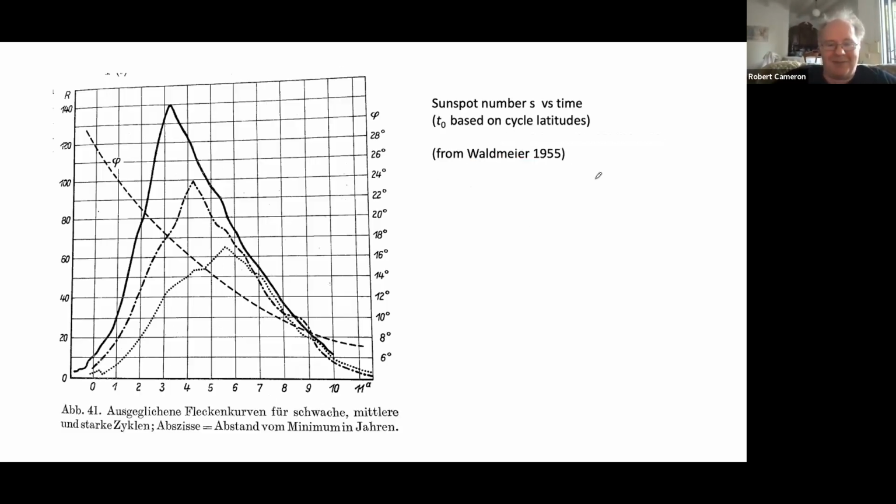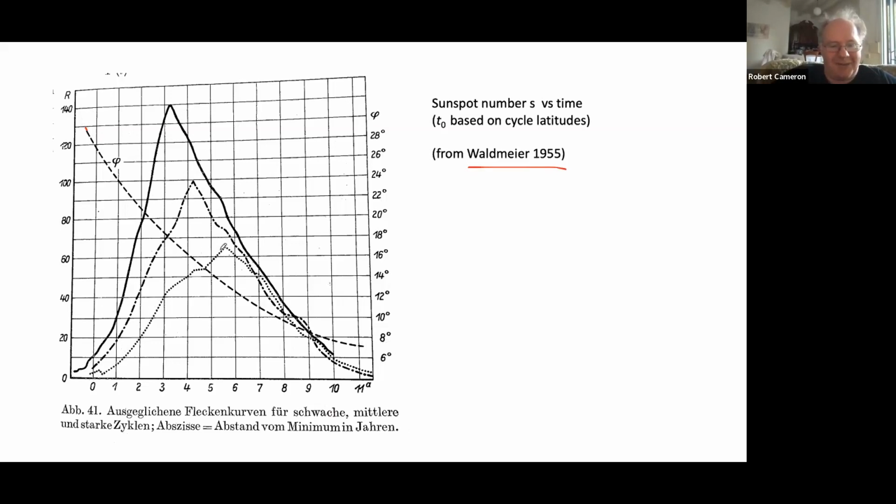And this isn't particularly pretty, but this one I think is pretty. This is the same plot from Waldmeier's 1955 book. And now he has two different things. First of all, the latitude at which the butterfly wings emerge is the same for all cycles. They emerge at 28 degrees, they propagate towards the equator, and at the end of the cycle, they're at about 6 degrees. Strong cycles, weak cycles, they all go in the same way. In the initial phases, strong cycles rise quickly, weak cycles rise more slowly. And this is what you would expect from different amplitude cycles.